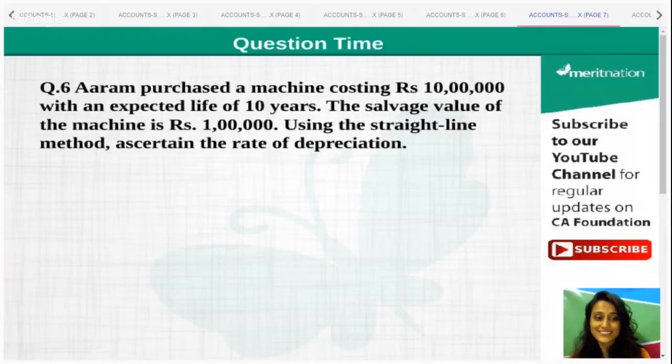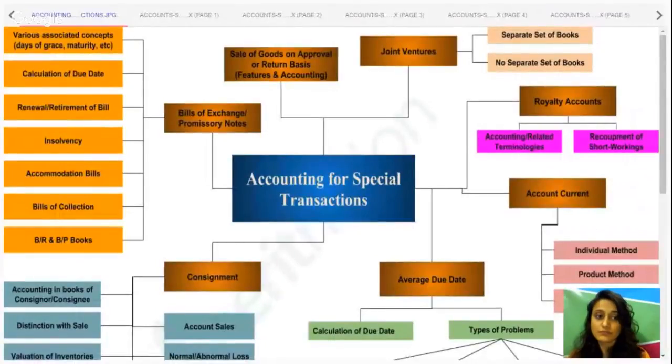Alright. So now I'm taking you to the next chapter, and then we will do the rapid fire round for the next part of the session. Accounting for special transactions.